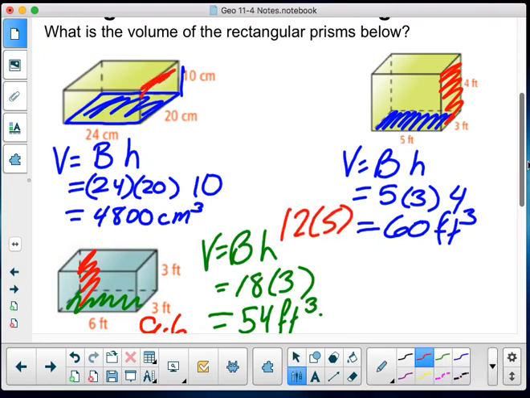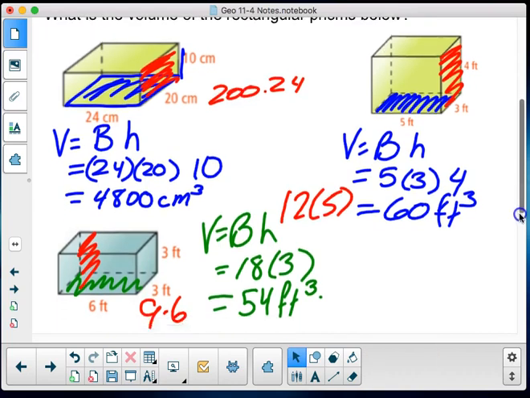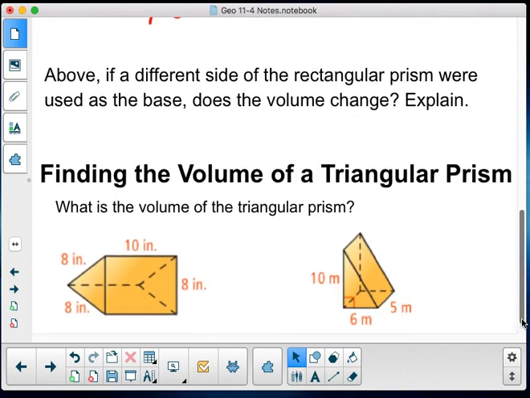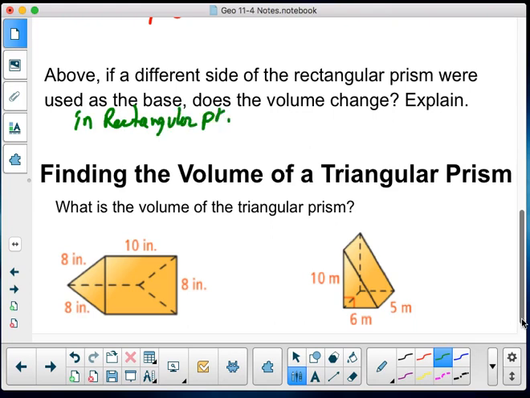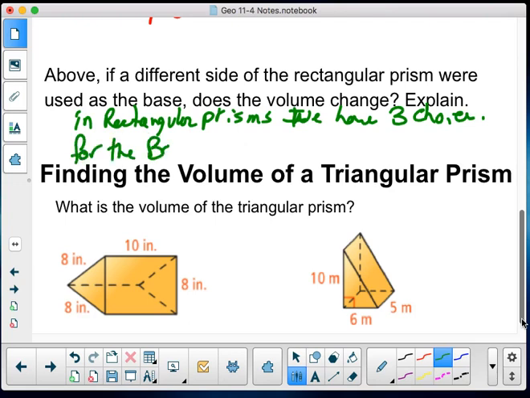Well, this one's going to be way different, because this is going to be 10 times 20, which is 200. 200 times 24, uh-oh. That's going to be 4,800 too. That's the same as 200 times 24. So as long as I'm talking about rectangular prisms, or what they call parallelepipeds, in rectangular prisms, we have 3 choices for the base area to find our volume.